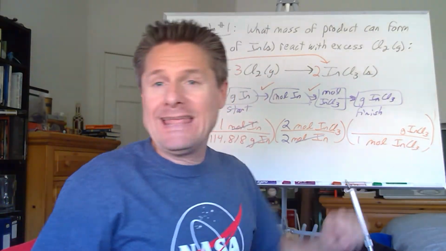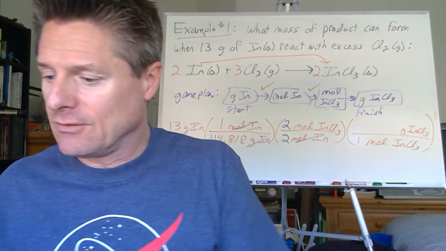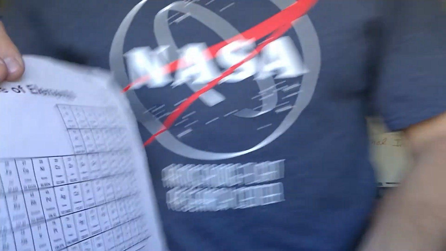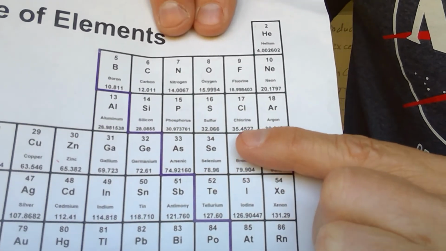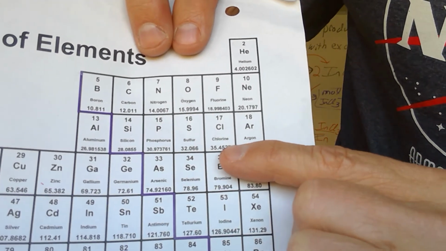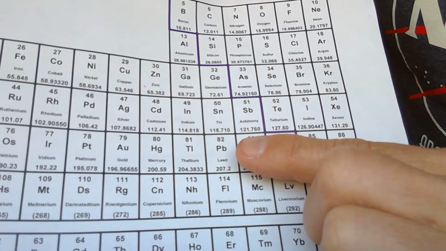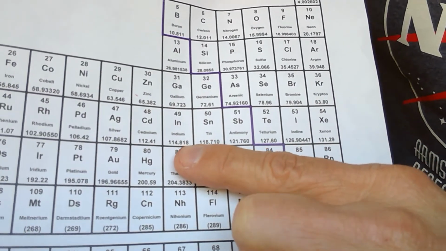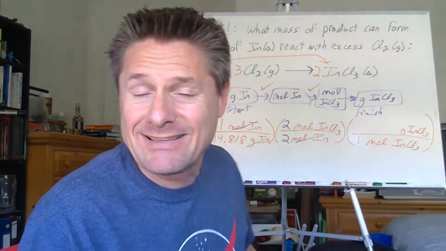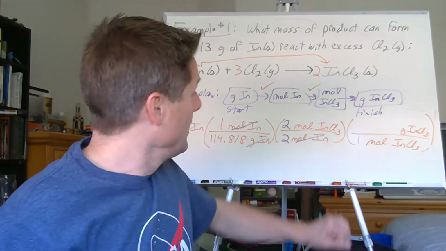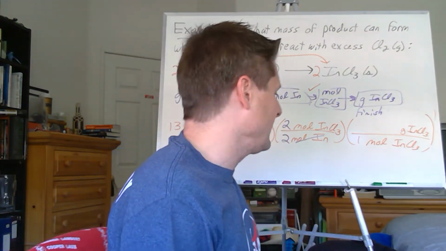So we got 1 indium and 3 chlorines. So let's take chlorine, which is 35.4527. Multiply that by 3. That's good to 4 decimal places. Add your indium, 114.818. That's good to 3 decimal places. So we're limited by decimal places. It's effectively an addition problem. So we're going to be good to 3 decimal places.